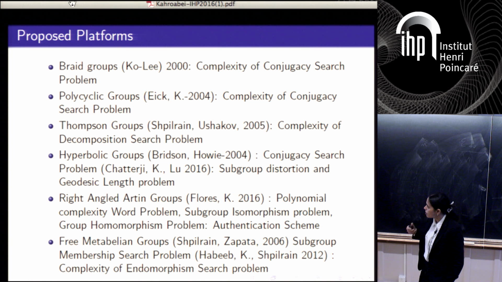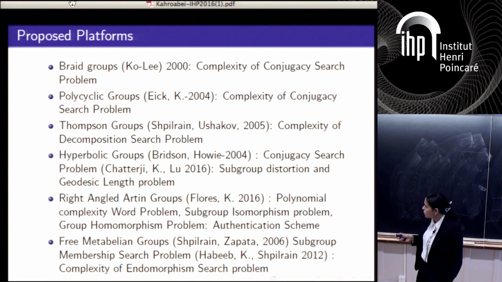Then I mentioned the polycyclic groups. Thompson groups were proposed by Shpilrain and Ushakov in 2005, based on the complexity of the decomposition problem, which is more general than the conjugacy problem. Two British mathematicians, Martin Brightwell and James Howie, proposed hyperbolic groups, thinking that the conjugacy search problem is hard. However, they actually showed that this problem is solvable in polynomial time.